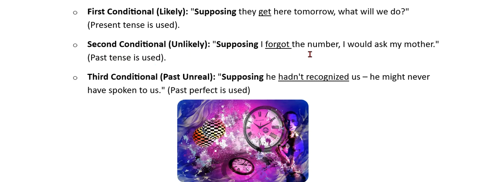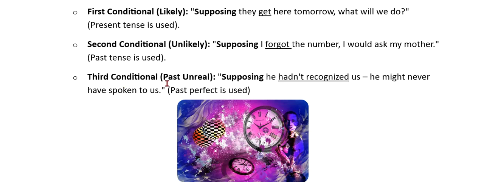Supposing I forgot the number, I would ask my mother. In all these cases, supposing means imagine the scenario. Supposing they get here tomorrow means imagine the scenario that they get here tomorrow. What will we do? Supposing I forgot the number, I would ask my mother means imagine the scenario that I forgot the number. Well, very simply, I would ask my mother.